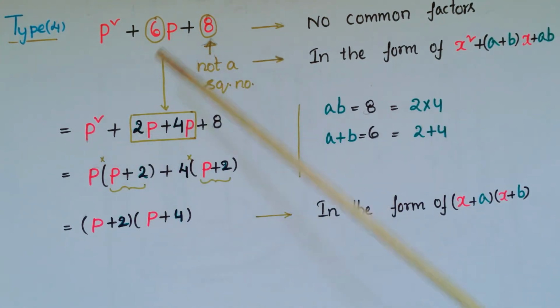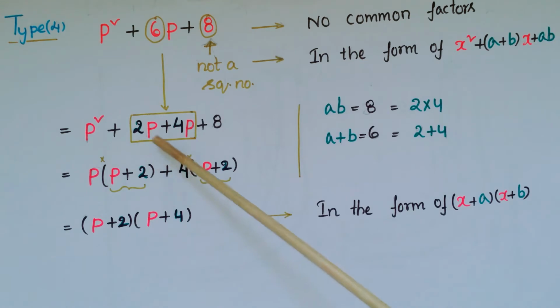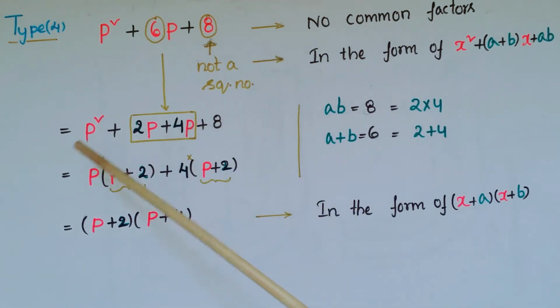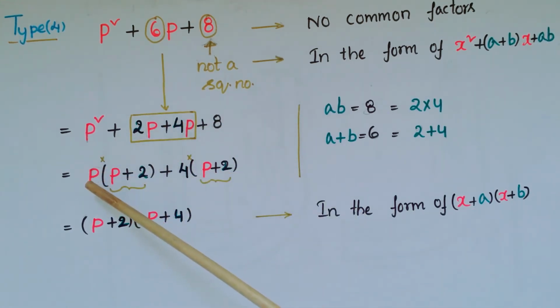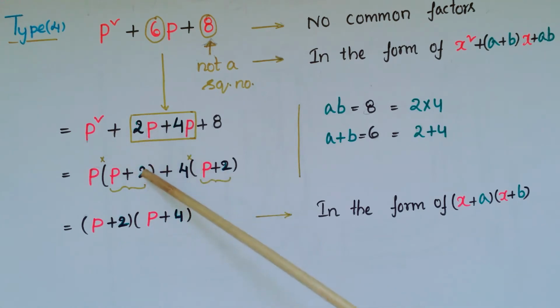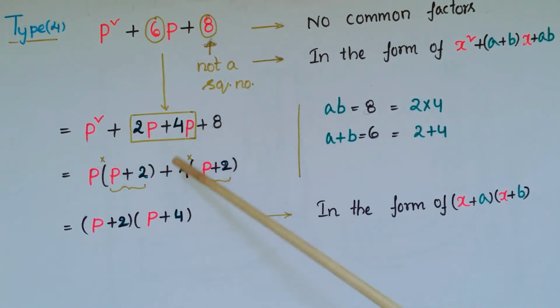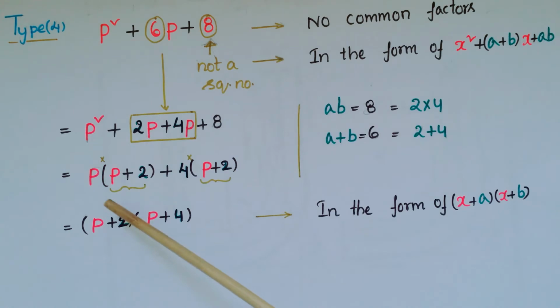P square plus 6p we can write as p square plus 2p plus 4p, plus 8. Then here p square plus 2p, p is common, so p into p plus 2, plus here 4 is common, 4 into p plus 2. So here in these two terms again p plus 2 is common, so p plus 2 into p plus 4. These are factors of this expression.